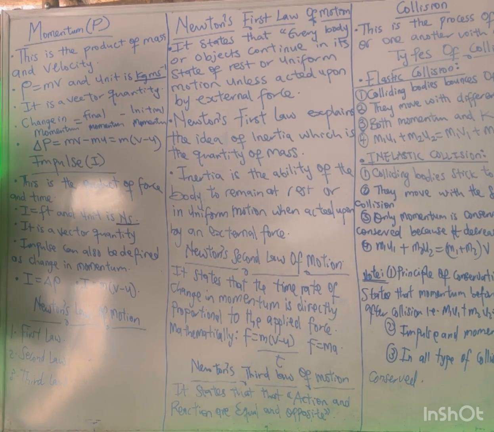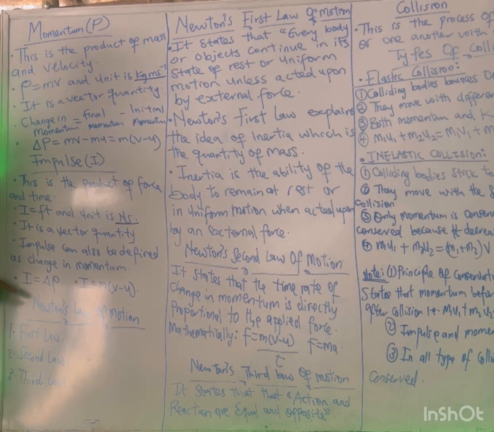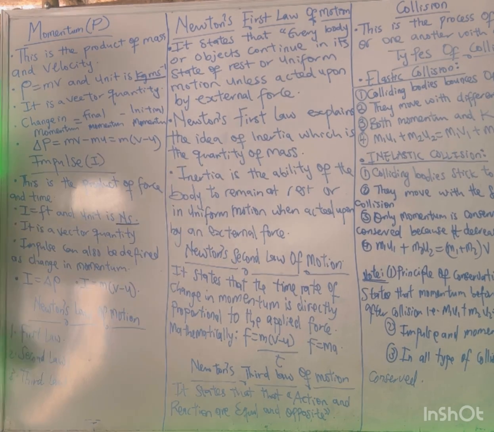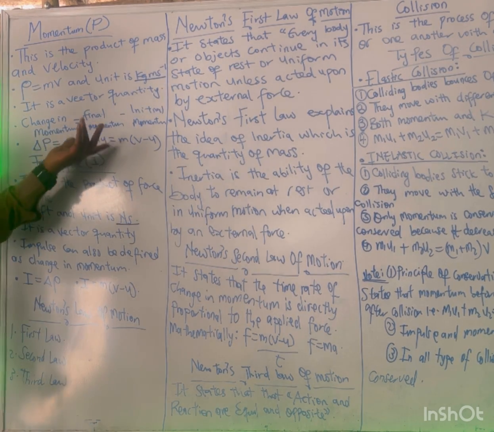Impulse can also be defined as the change in momentum. So this simply means that impulse I can equal the change in momentum. So therefore, impulse is equal to m(v minus u). So that is what we have to know about impulse and momentum.